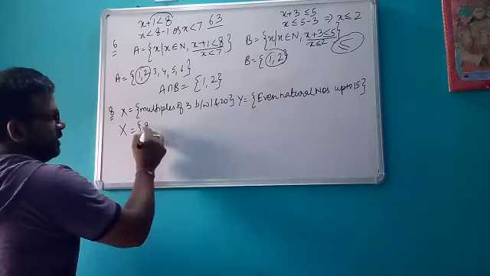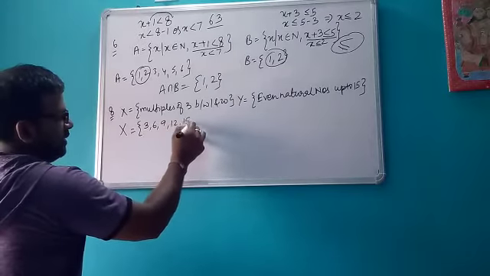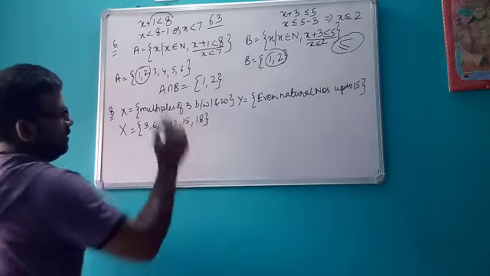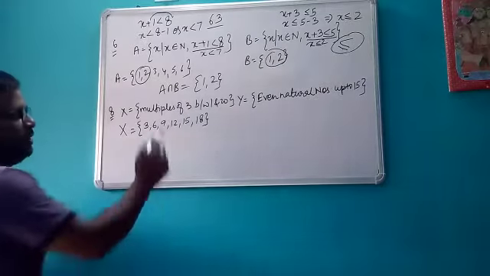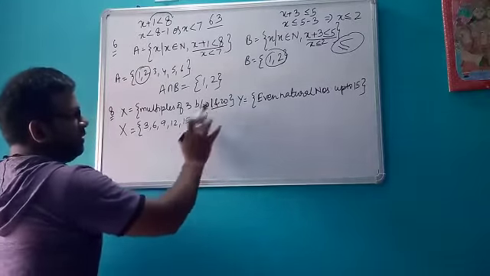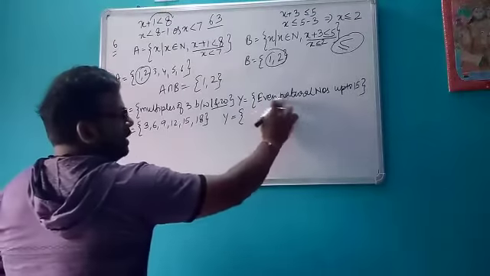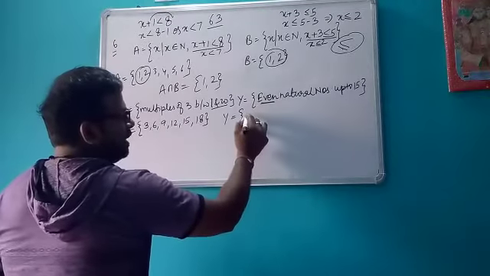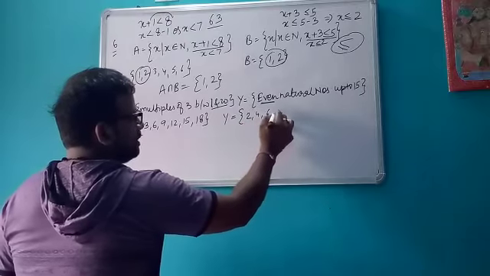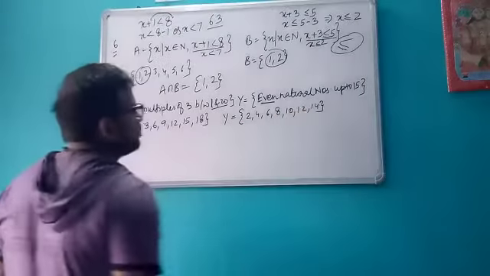That is 3 1s are 3, 3 2s are 6, 3 3s are 9, 3 4s are 12, 3 5s are 15 and 3 6s are 18. Okay. Multiples of 3 between 1 and 20. So these are the multiples between 1 and 20. Then what is your set Y? Even natural numbers. Okay, even natural numbers, that means 2, 4, 6, 8, 10, 12 and 14.